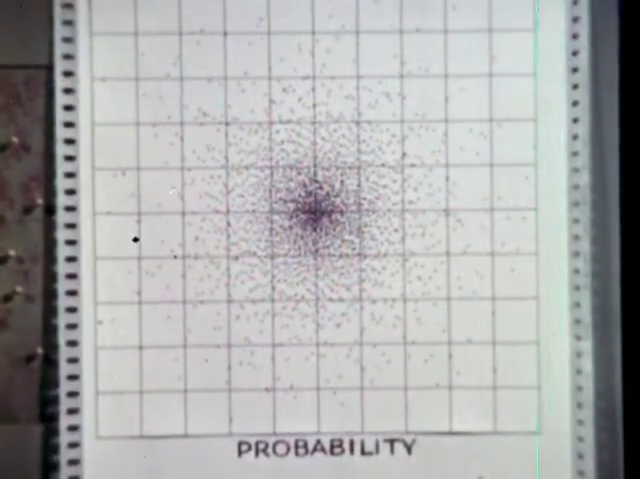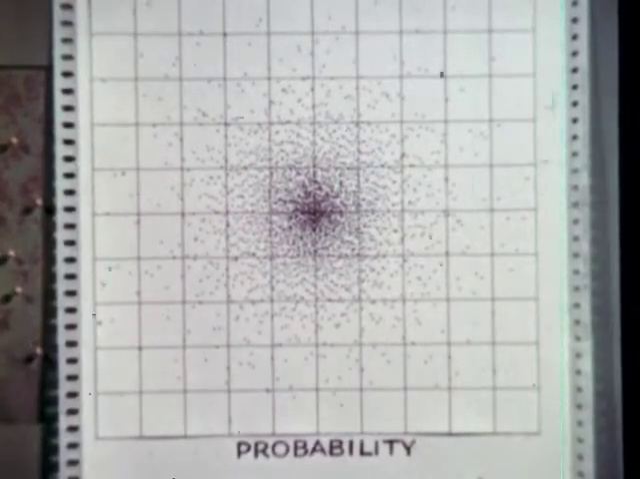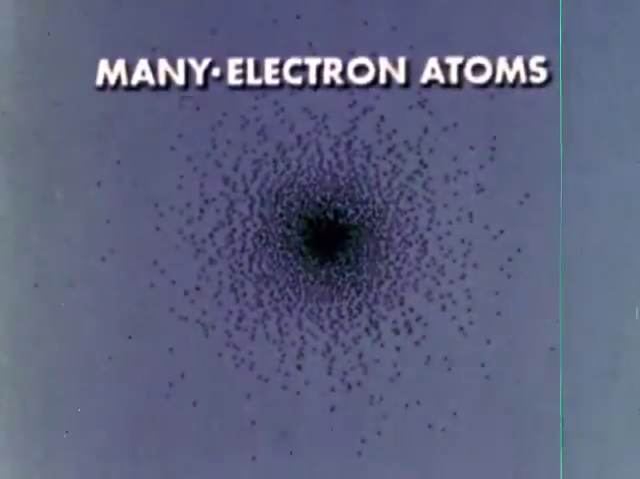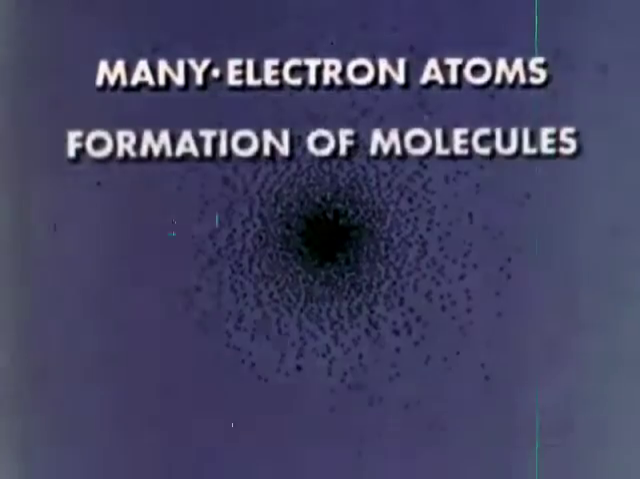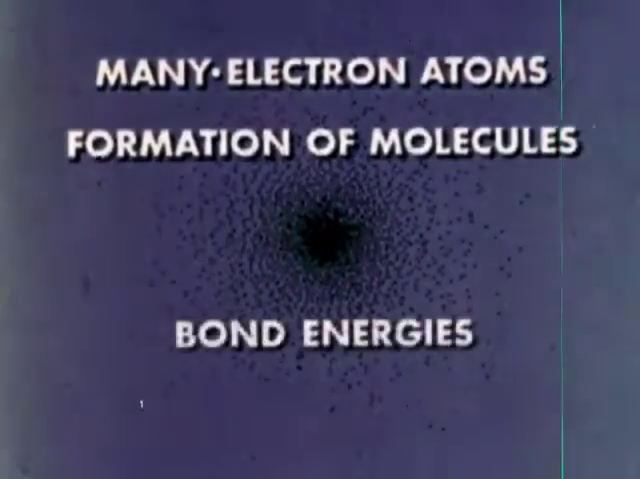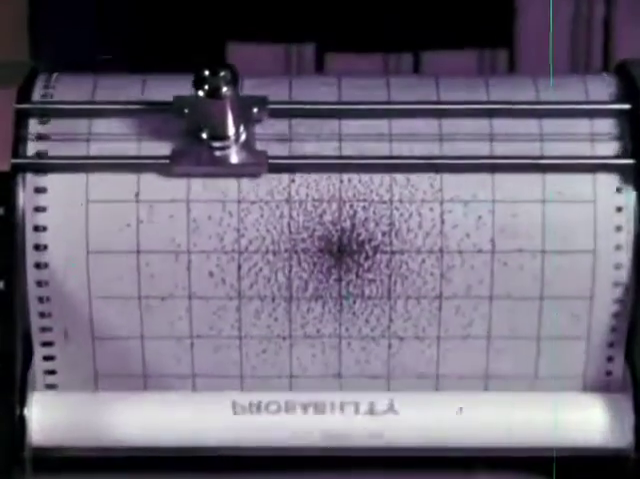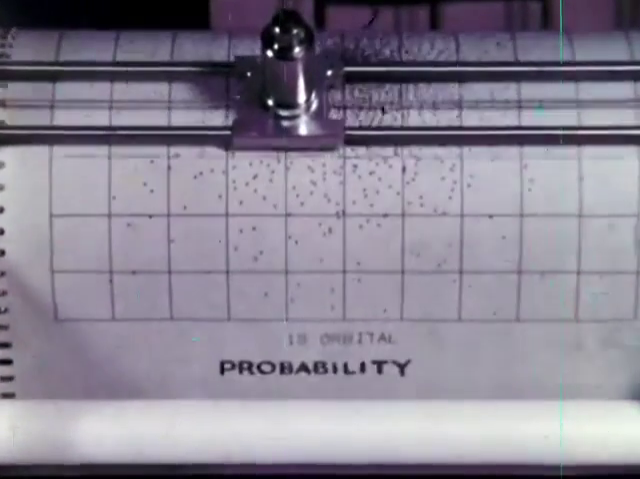This plot, determined by quantum mechanics, describes the structure of the hydrogen atom in terms of probability. Quantum mechanics also explains many other concepts of chemistry, such as the energy levels of many electron atoms, the formation of molecules, bond energies, and bond lengths. These successes prove the usefulness of the quantum mechanical view of the atom.